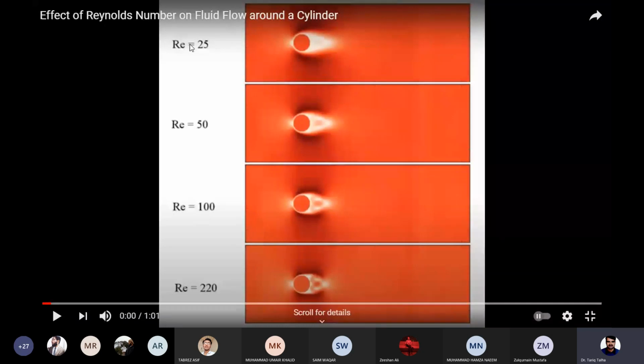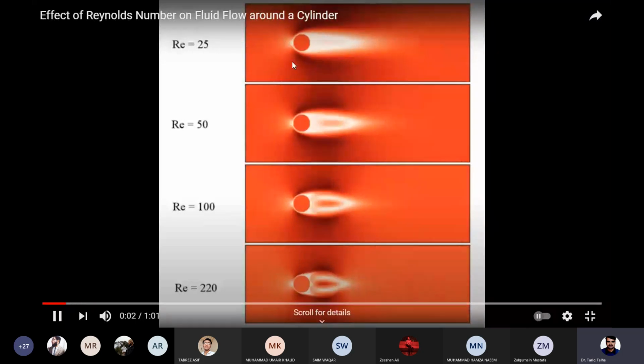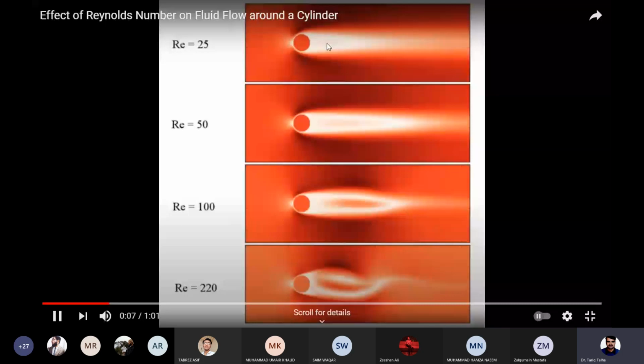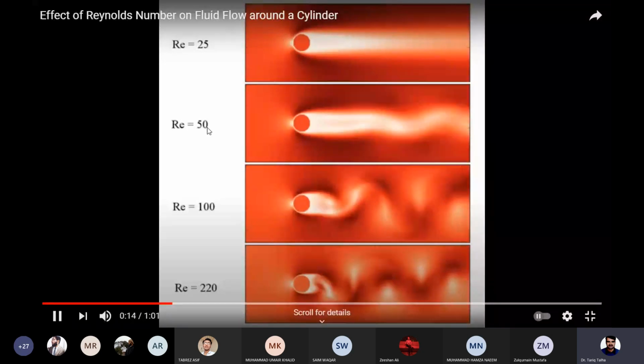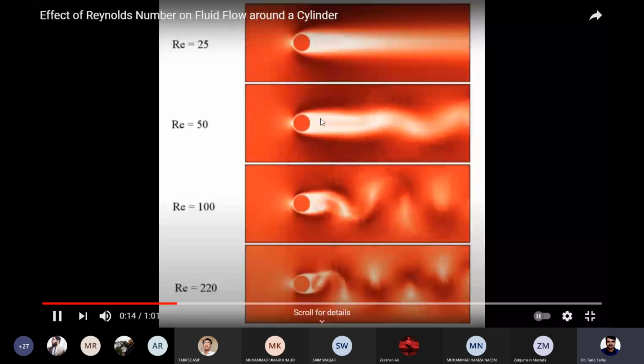Now please see how the wake region would evolve at different flow conditions, at different flow Reynolds numbers. You can see standing vortices in the case of 25. When the Reynolds number is 25, you can see a standing vortex which is not moving here. But for the Reynolds numbers 50, 100 and 220, you can see the von Karman shedding.